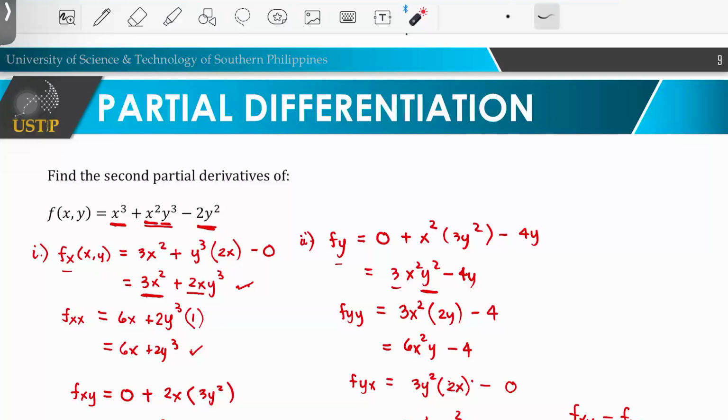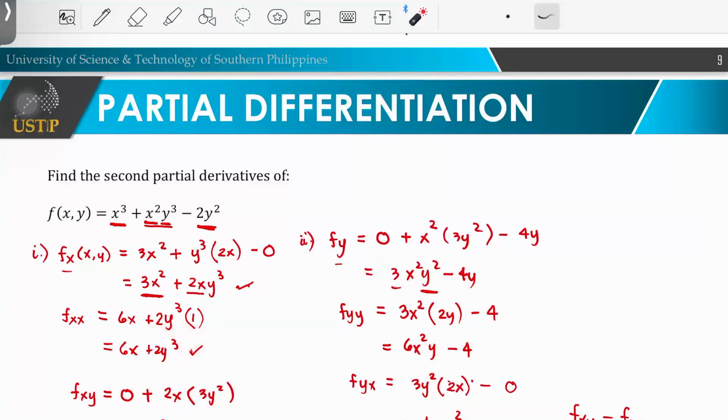Okay, that's the first derivative. For the second derivative, if you came from x, you can get fxx, and you can also get fxy. So from here, we differentiate with respect to x again, giving the double subscript xx. This will be 6x, and this one will be 2y cubed, since y is constant. So this is now our f sub xx.